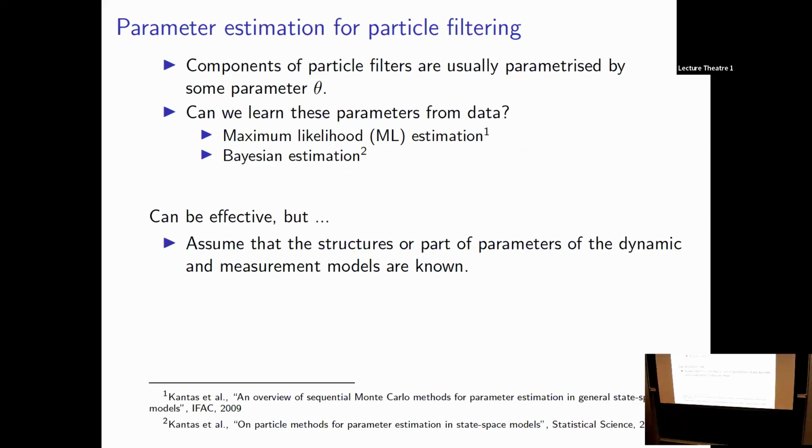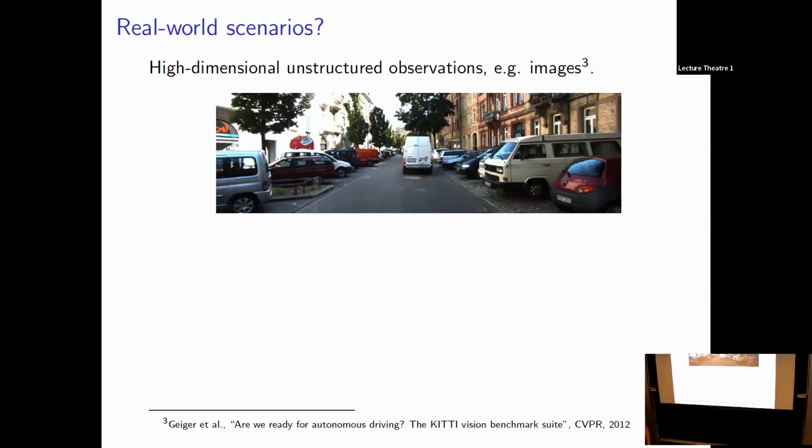However, they often assume that you know, let's say, part of the model or the structure of the model. For example, if you want to use EM-based methods, you often need to assume that the distributions are in the natural exponential family, and then you can construct the sufficient statistics easily for you to perform maximization to estimate the parameters. And we relax that assumption, because if we want to use this type of filters in real world scenarios, things can get tricky.